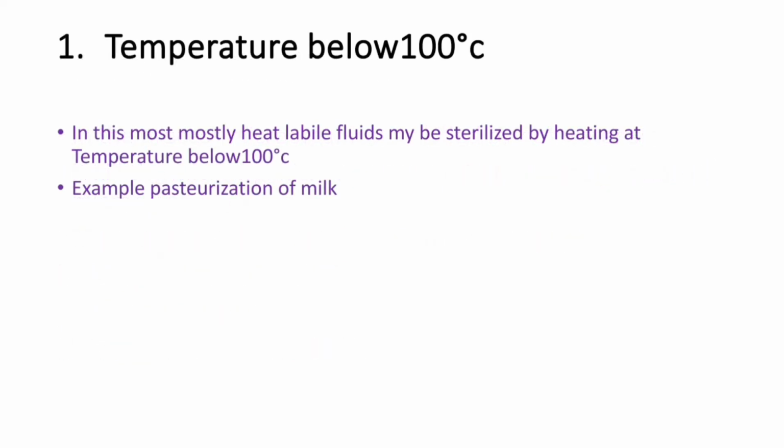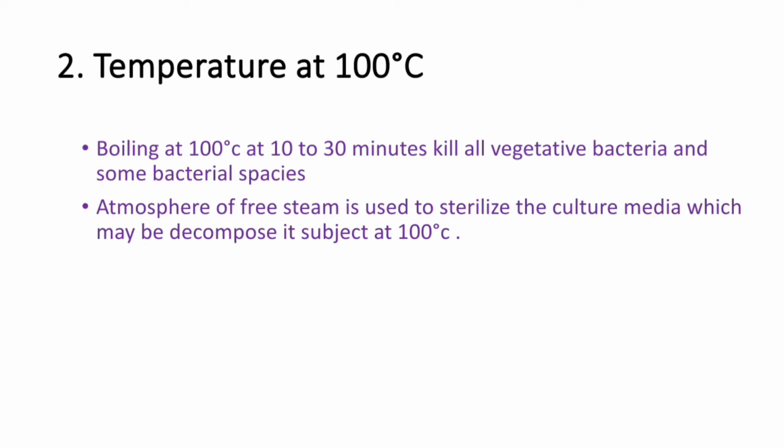First we see temperature below 100 degrees Celsius. In this, mostly heat-labile fluids may be sterilized by heating at temperature below 100 degrees Celsius. Example of it is pasteurization of milk. Then second, we see temperature at 100 degrees Celsius. Boiling at 100 degrees Celsius for 10 to 30 minutes kills all vegetative bacteria and some bacterial spores. Atmosphere of free steam is used to sterilize the culture media, which may be decomposed at temperatures above 100 degrees Celsius.